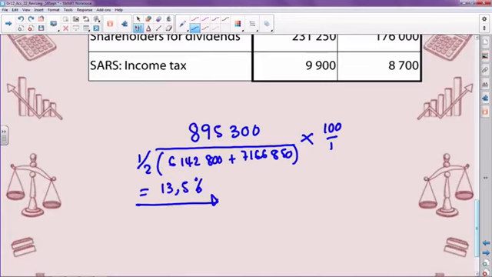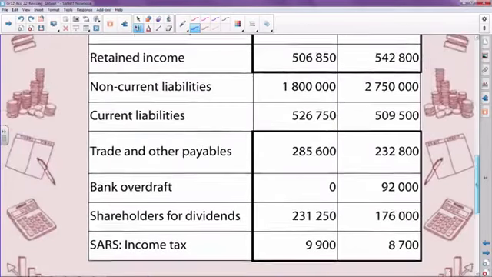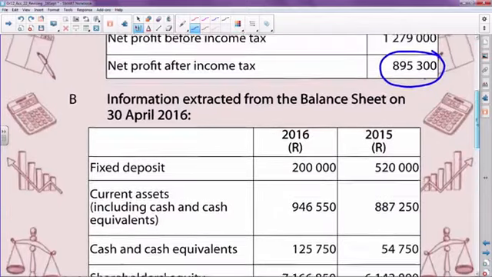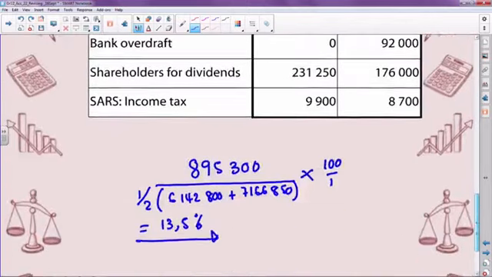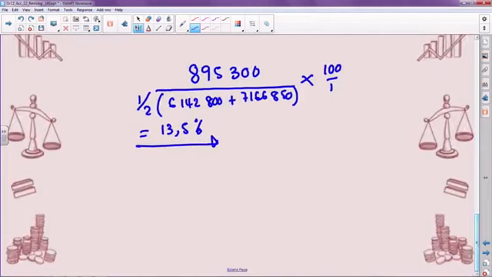Now, this question was pure application, but you needed to know the financial indicator. And that's where I want to come in now. Please make sure that when you walk into the exam room, you know your financial indicators. Very, very important. As you can see, pure application. Right. The next financial indicator that you needed to calculate was your net asset value per share. Right. And in order to do that, it's your shareholders' equity, 7,166,850, over the number of issued shares.